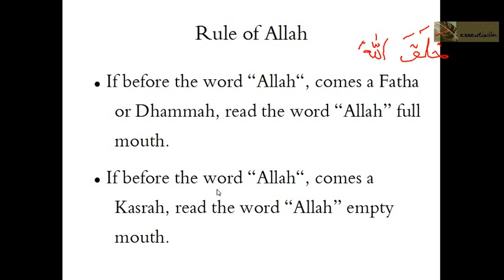Now the example for the second one. Again, we look at this lam, it's empty, so we look at the alif. The alif is also empty, so we go back one more letter. The ba has something on the bottom, and we know kasra is read empty mouth or light. So billahi. If someone said it heavy, that would be incorrect.